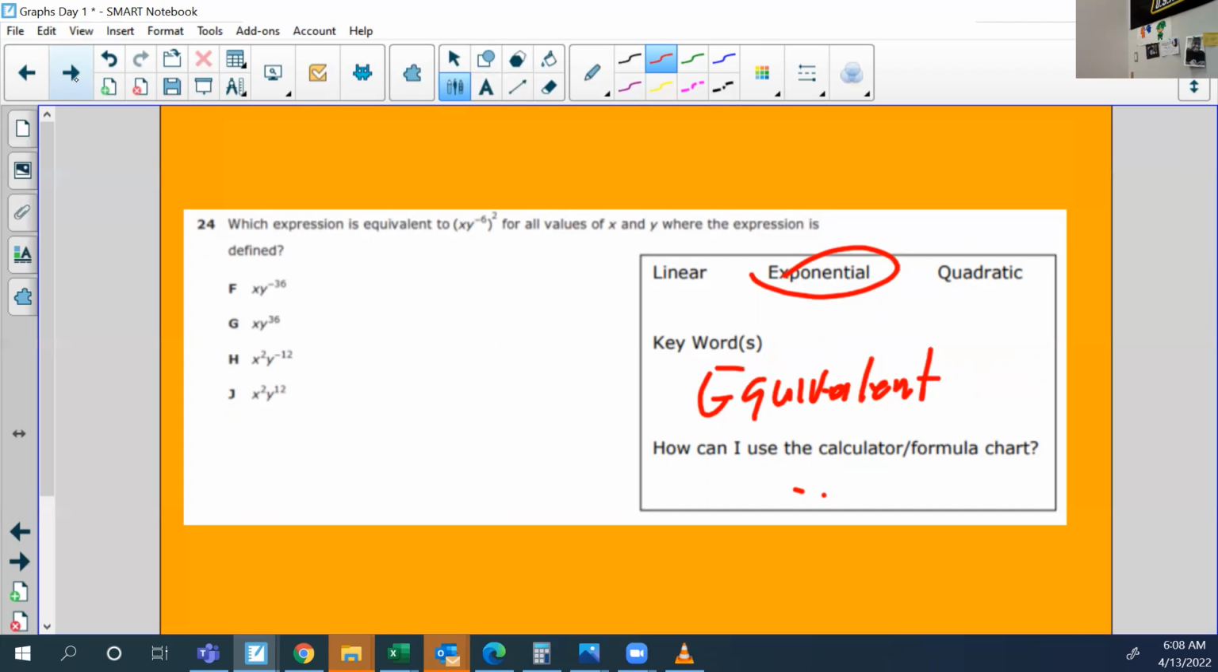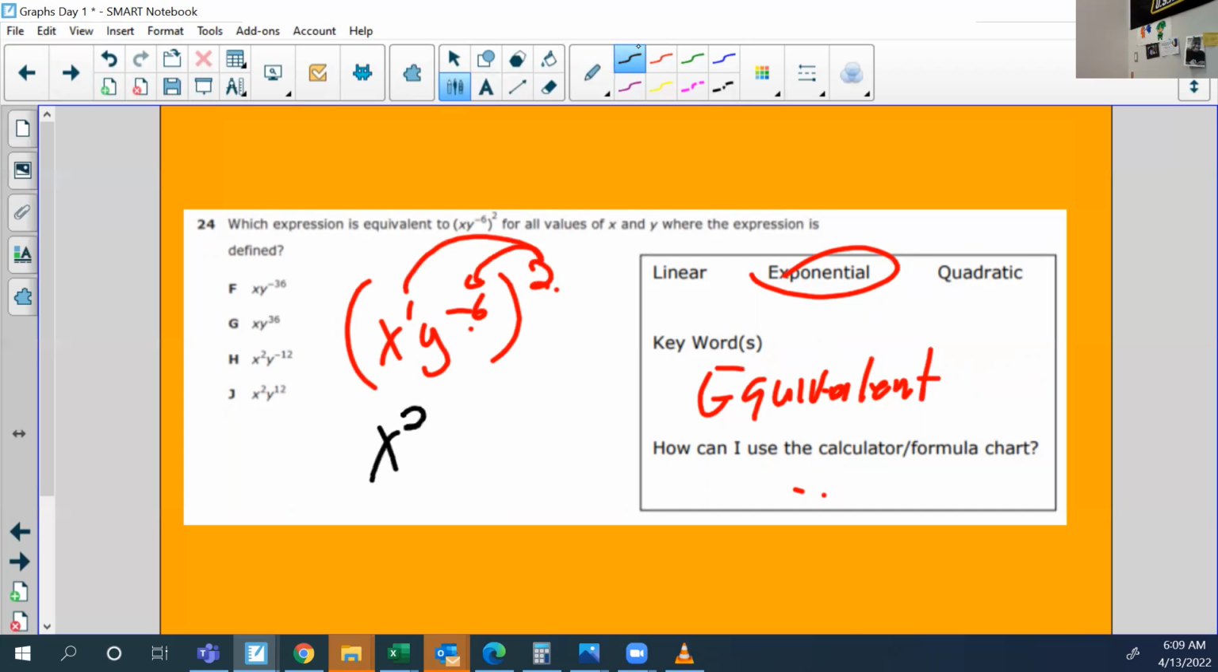And so remember, for exponential, right? We have x to the 1 times y to the minus 6 raised to the power of 2. So remember, we have an exponent raised to a power. You just multiply the exponents, right? So that's going to give you now x squared y to the negative 12. Okay, that's H right there. All right.